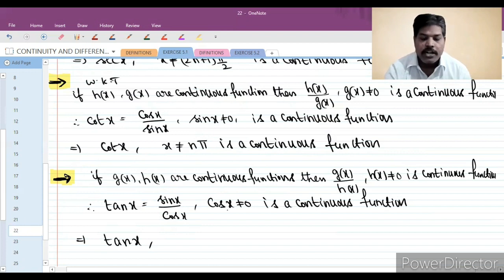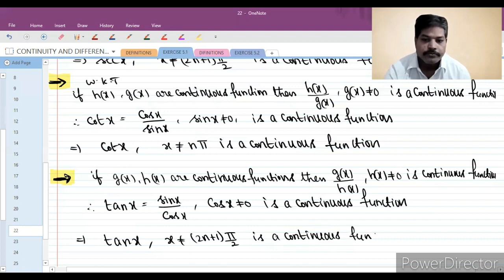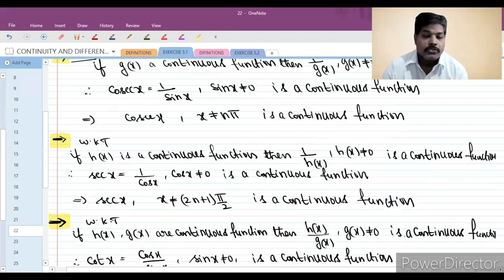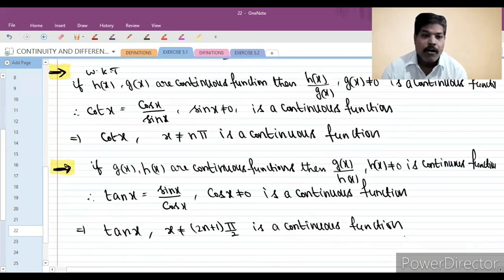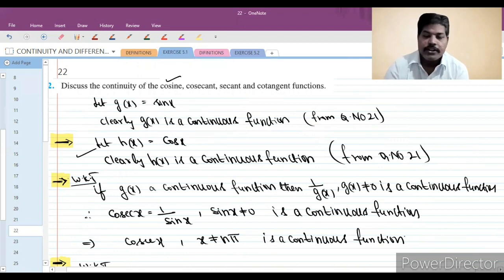cos x not equal to 0, meaning x not equal to 2n plus 1 into pi by 2, is a continuous function. See that question, students? So this is the important one here. All the trigonometric functions we are going to see that they are continuous functions.